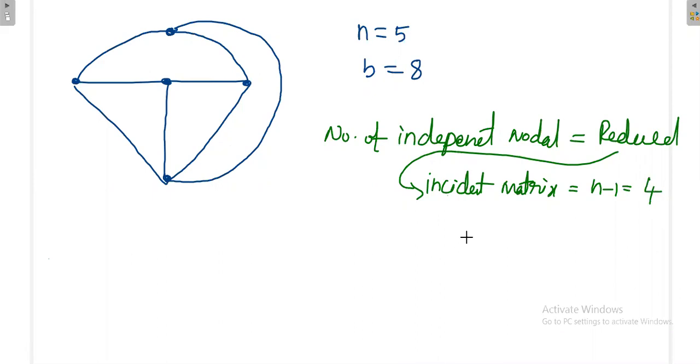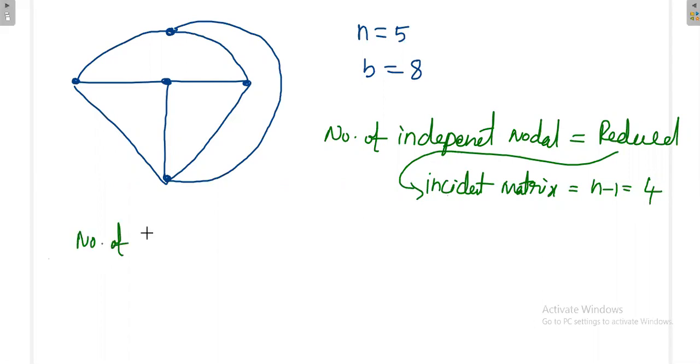Again, you have to see how many independent loops are possible, because one of these may be lesser. Sometimes you can solve by mesh analysis or nodal analysis, and sometimes mesh analysis needs fewer equations. That's why we have to compare both. So the number of independent nodal equations is 4. Then what about the number of independent mesh equations?